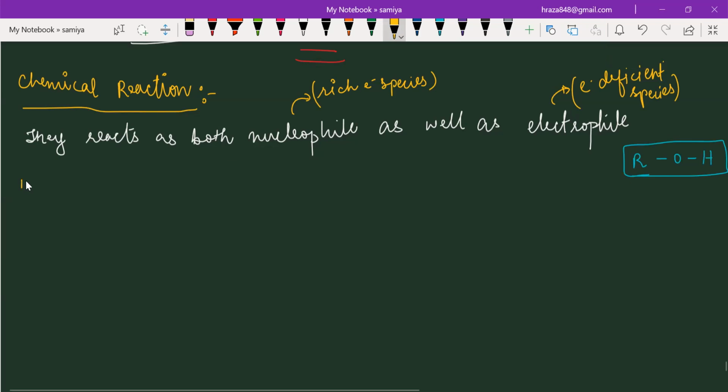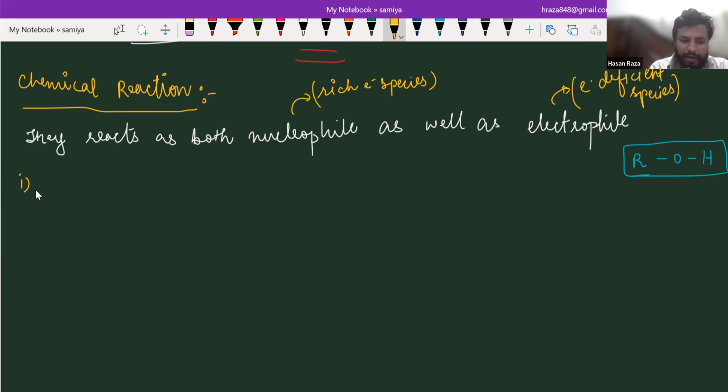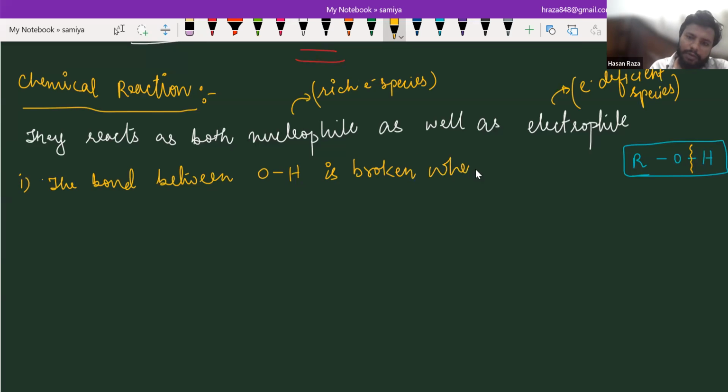Yes, sir. So see, what is the difference when it is going to act as a nucleophile? When the bond between O and H is broken, then this alcohol will be acting as a nucleophile. So I can write: the bond between OH is broken when alcohols react as nucleophiles.